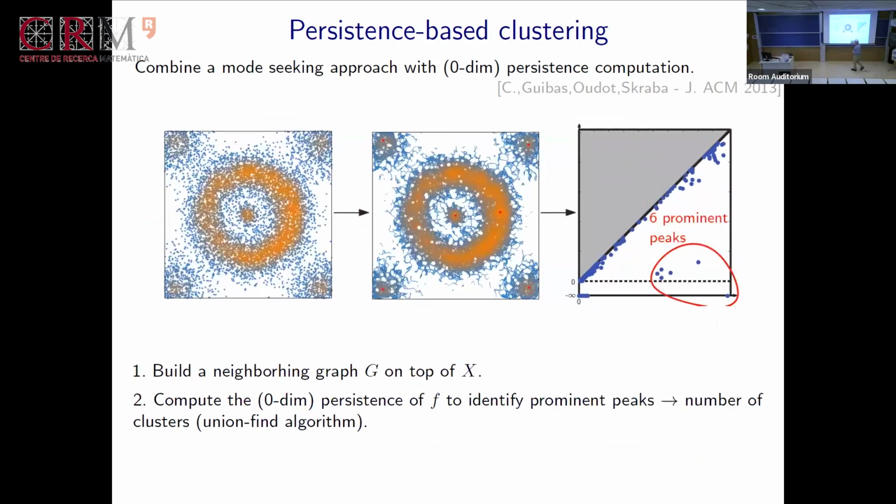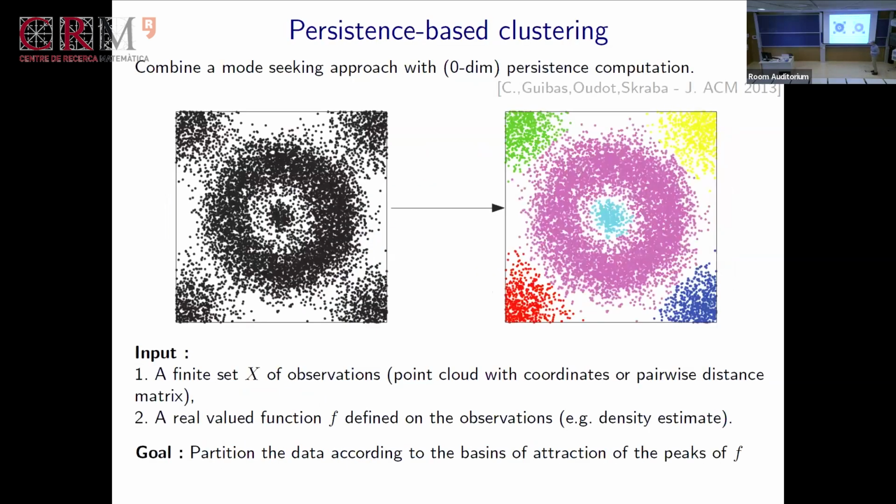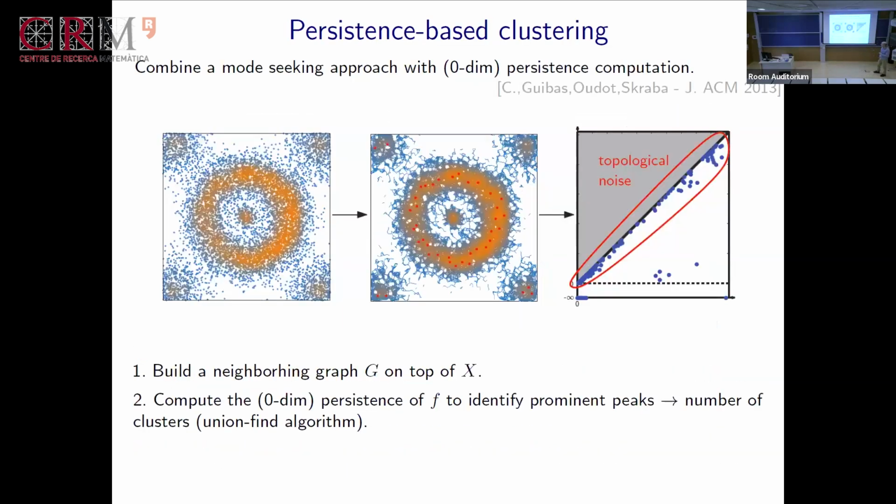The way you do it in general is that you start from a finite point cloud, you build a neighboring graph on top of your data points, and then you can mimic the gradient on this graph. You associate one cluster to each local maximum of your function on this graph, and you simulate the gradient by saying that a point moves toward its highest nearest neighbor. Then you will clusterize your data and get as many clusters as you have local maxima on your graph.